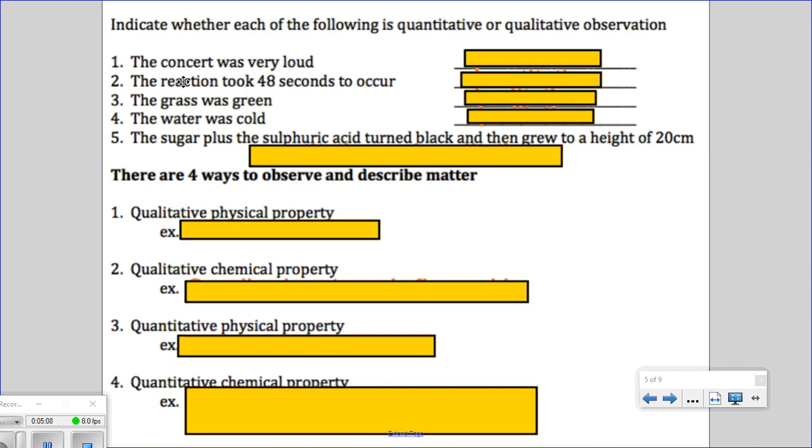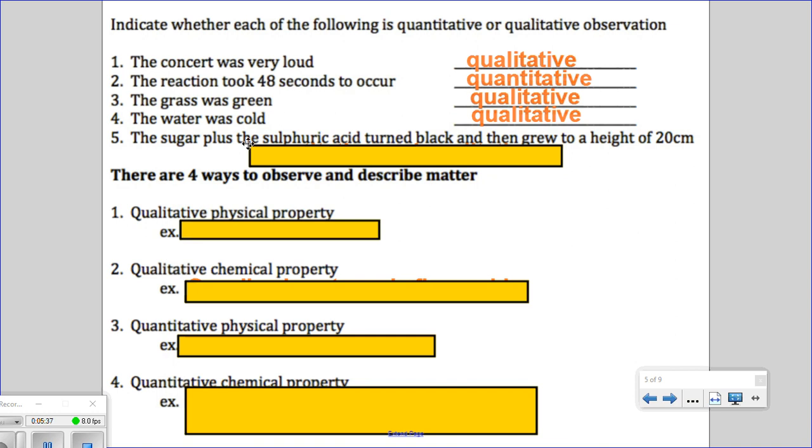In the first one, the concert was very loud. This would be considered a qualitative observation, as we're describing how loud it was. The reaction took 48 seconds to occur. This would be a quantitative observation. Grass was green. Here we're describing the color, so it would be qualitative. The water was cold. Again, qualitative, as we're describing the temperature of the water.